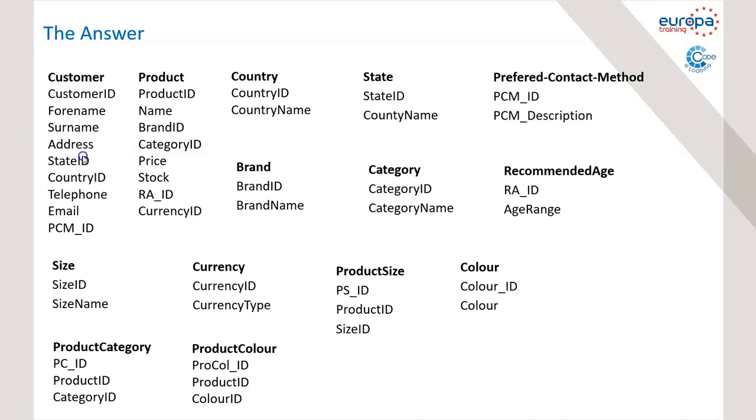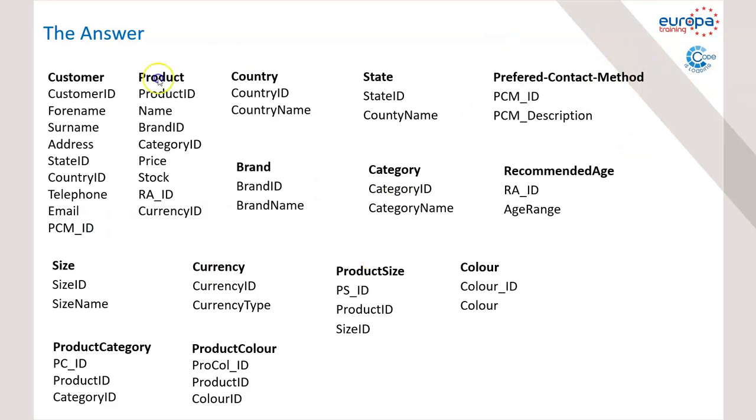The state ID, where they live, that's not unique, because many people could have the same state. So we've created a new table called state. Again, with the country ID, country is not unique to a customer, so country has to be created as a separate table and a foreign key. Telephone number and email is actually linked purely to the customer. Now, PCMID is the preferred contact method. Again, that's not unique. Contact, email, telephone, whatever, that is not unique. So we create a new table for that, and that becomes a foreign key.